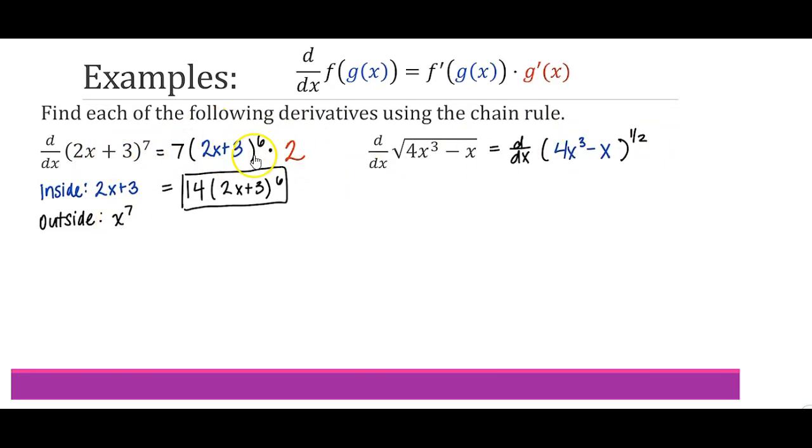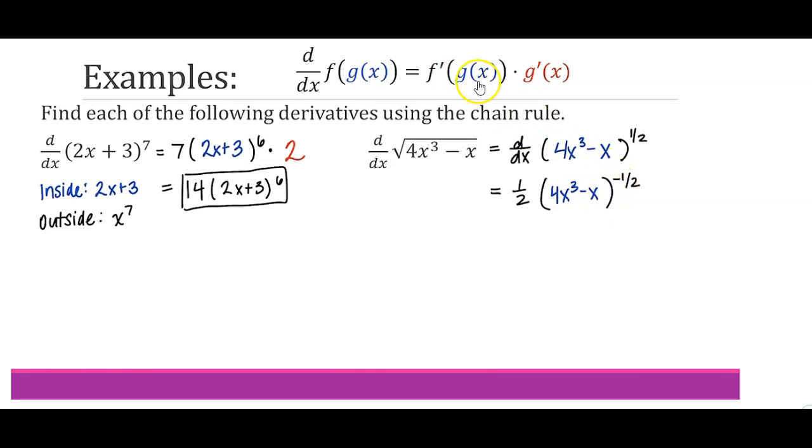Now notice what happened in this first example. Ultimately, we brought the 7 to the front, we left the inside the same, and we reduced the power by 1. That was the derivative of the outside while leaving the inside the same. So we're going to apply that process here to begin the first part of the chain rule. The derivative of the outside would be 1/2. We'll leave the inside the same as 4x cubed minus x. And we have to reduce the power by 1 in the exponent because we are applying the power rule. So we have negative 1/2.